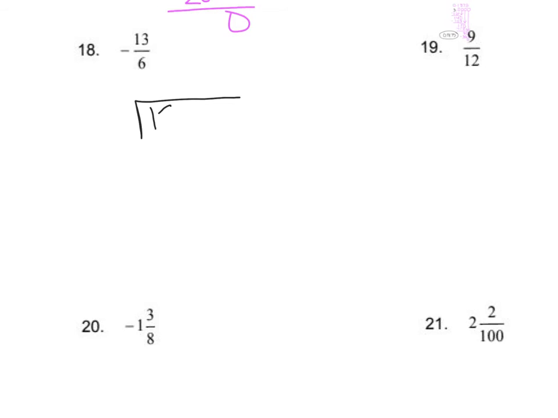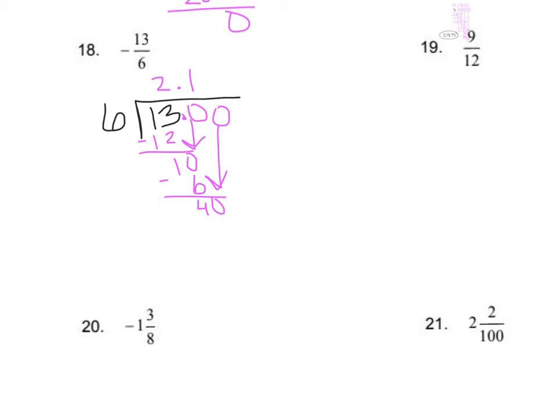This one's another special improper fraction. So 13 goes inside, 6 goes outside. 6 goes into 13 2 times. Get 12, subtract, 1. Now is when we add our decimal and a 0. 6 goes into 10 1 time. Bring down another 0. 6 goes into 40 6 times. 6 times 6 is 36.